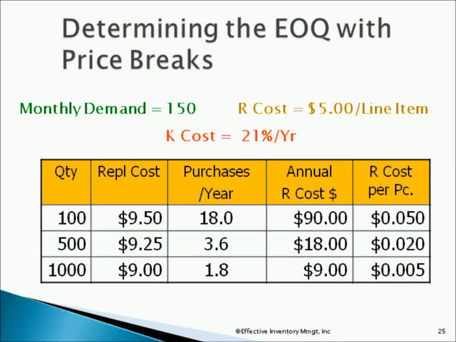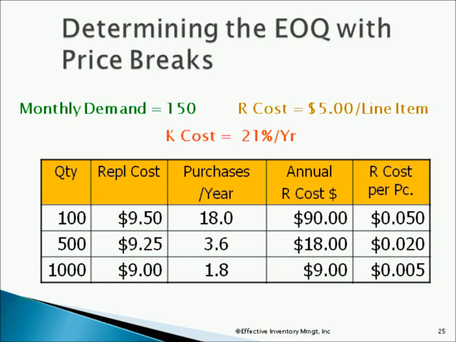If it costs me $5 to buy this product, keep in mind that is regardless of the quantity I'm actually buying. Every time I put this item on a purchase order, it costs me $5. Well, if I buy it 18 times a year, 18 times 5 is $90. But if I buy 1,000 pieces at a time, 1.8 times $5, because I only have to buy it 1.8 times a year, is $9. So you can see, if I buy more, I have to buy it less often, and my total annual cost of replenishing inventory goes down.